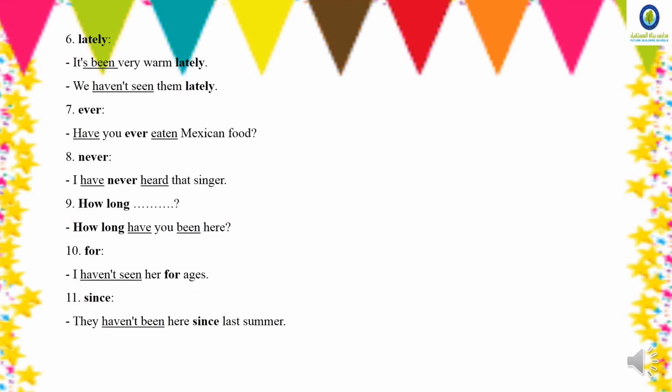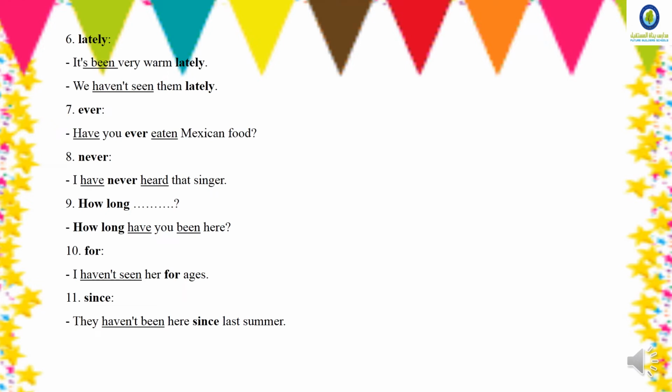It's been, it's اختصار ل it has been very warm lately. We haven't seen them lately. Number 7, you have ever, and here we use ever in a question and usually after the subject or between the subject and the verb 3. Have you ever eaten Mexican food?